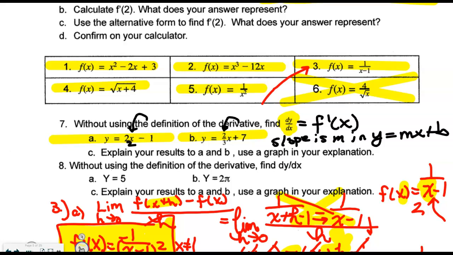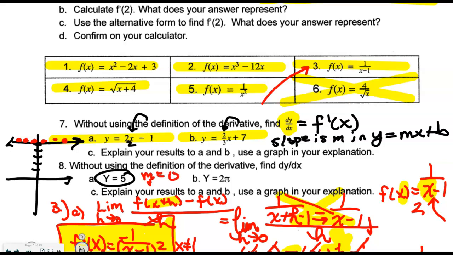Similarly, the slope of a tangent line for any constant. Well, y equals 5 is just up here. It's a horizontal line. And it doesn't matter at what value I'm finding the slope of the tangent line, because the slope anywhere along this constant line is just 0. m equals 0. So it says explain your results and use a graph as your explanation. So here you go. No matter where I go on a horizontal line, the line tangent to it is on it, and its slope is 0.